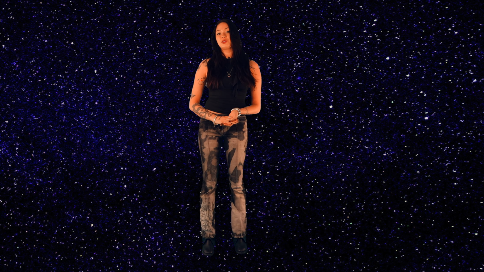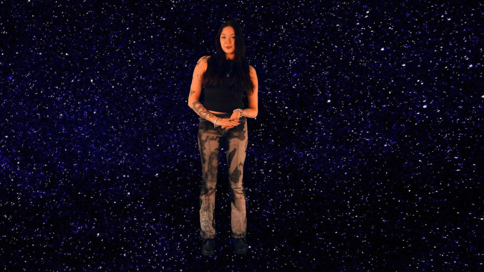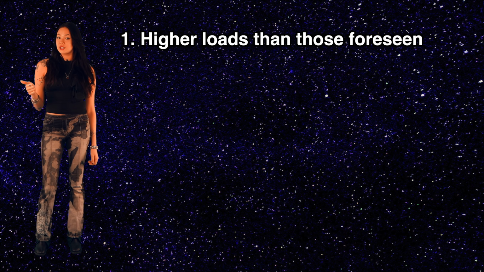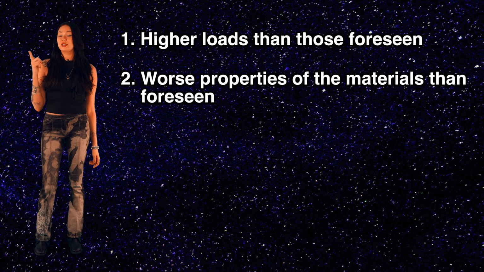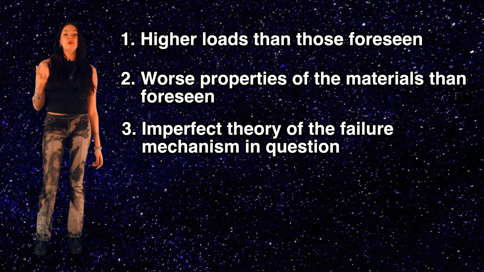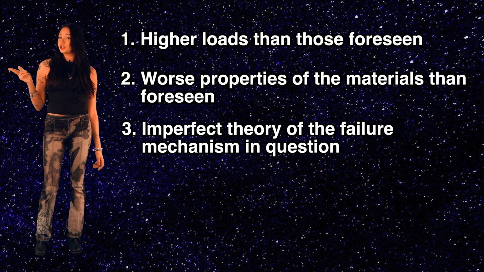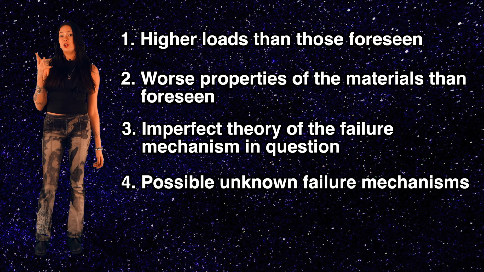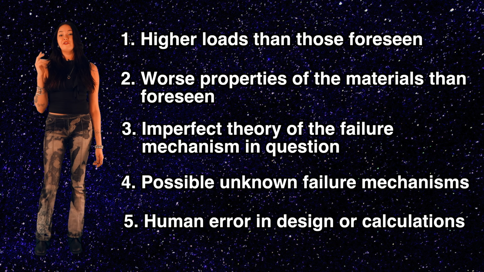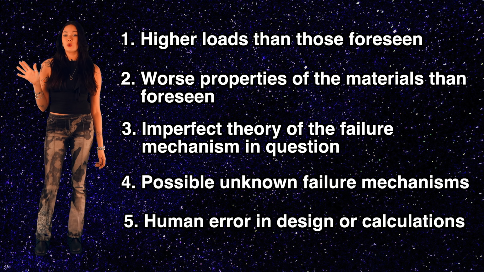Bang! So basically, factors of safety are used to compensate for 5 different types of failure. 1, higher loads than those foreseen. 2, worse properties of the material than foreseen. 3, imperfect theory of the failure mechanism in question. 4, possibly unknown failure mechanisms. And 5, human error in design or calculations.